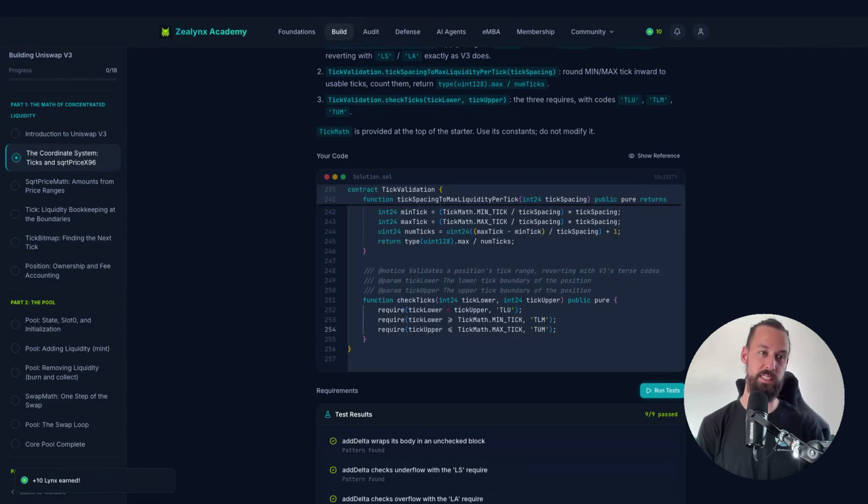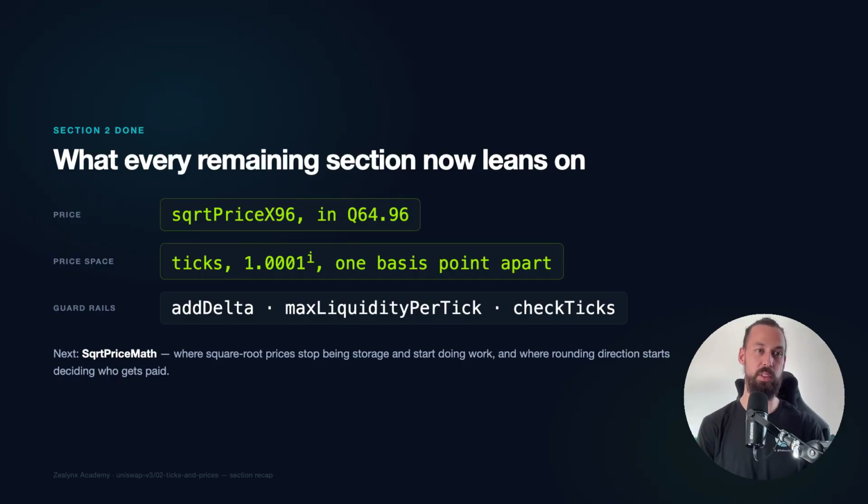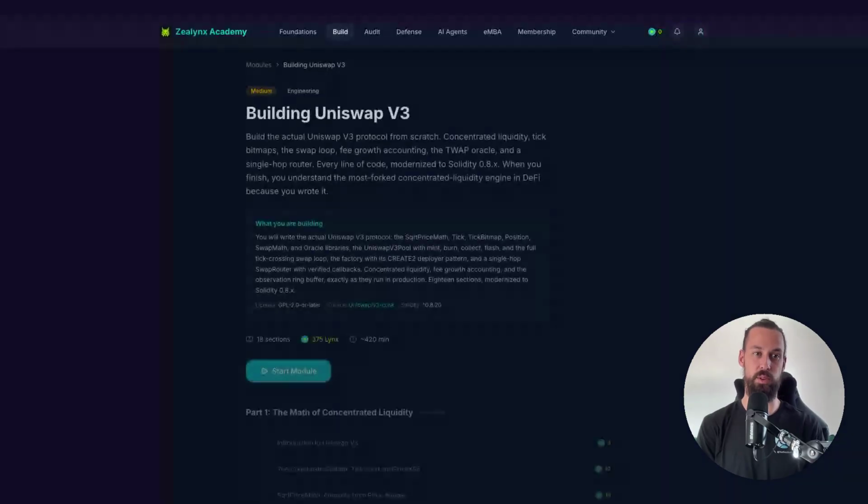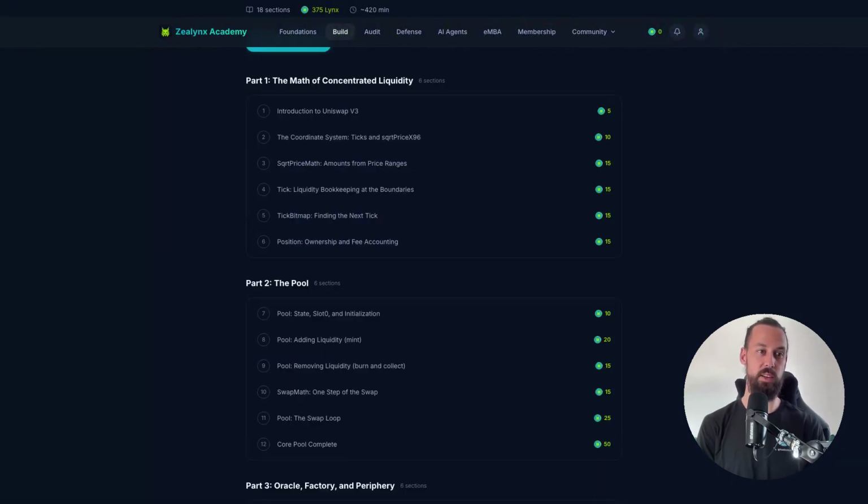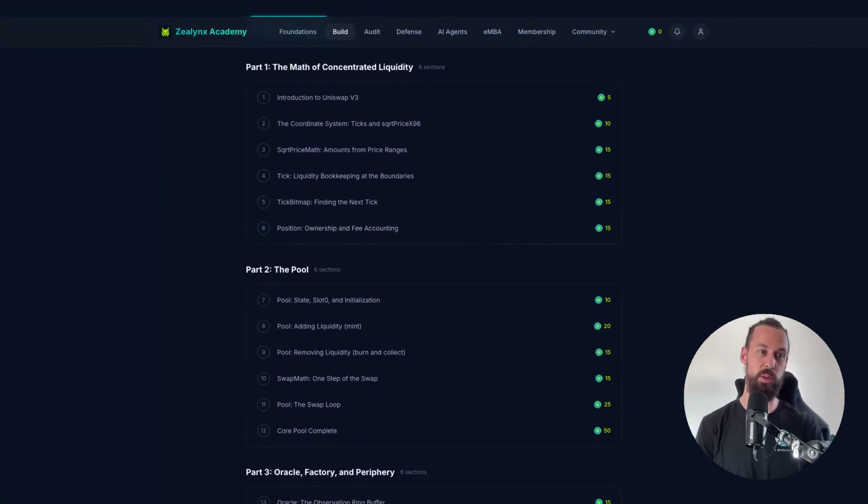That's the coordinate system done and 10 links on the board. So, you now have the two things every remaining section leans on. Price as a square root in Q64.96 and price space as ticks 1 basis point apart with the guardrails you just wrote. Next episode is SqrtPriceMath, where those square root prices stop being storage and start doing work.